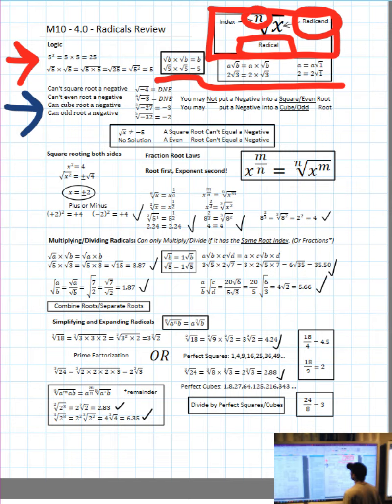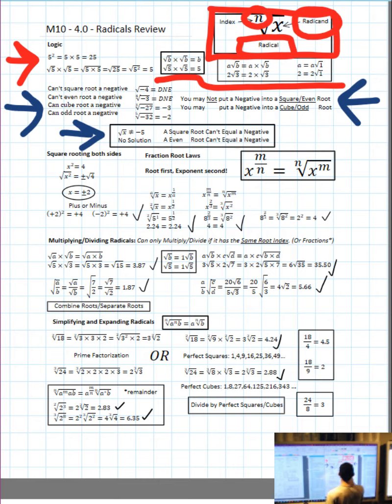You can odd root a negative. The example off to the right. The English sentence is off to the right. You may not put a negative into the square root. You may put a negative into a cube or odd root. Remember, the square root of a number cannot equal a negative, and the even root can also not equal a negative. So some things that you may do this year.